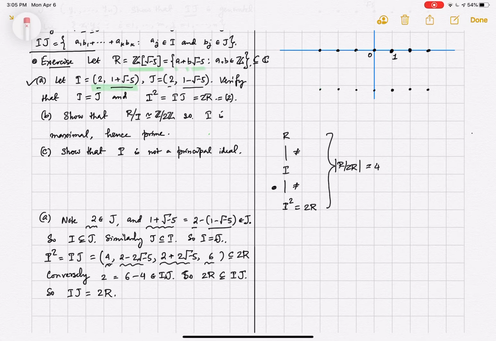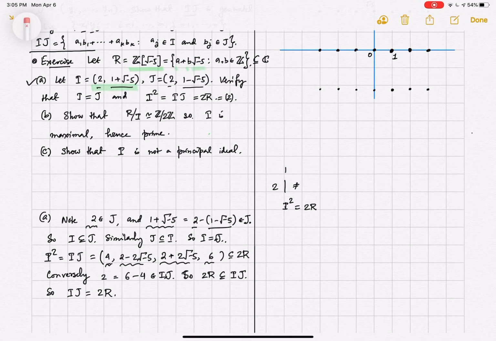Meaning the index here and the index here multiply to 4, and they're both not 1, so it has to be 2 and 2. That tells you I has index 2, so R mod I has to be Z mod 2Z. But I want to give maybe a different proof now. This one is written out in the notes. One way to identify a quotient, you remember, is to write down a homomorphism from R to Z mod 2Z. So let's define that.